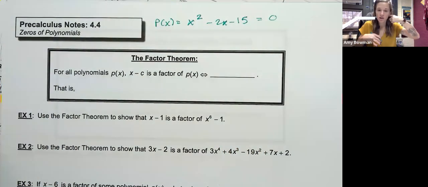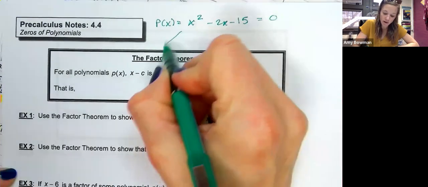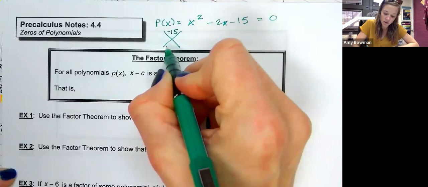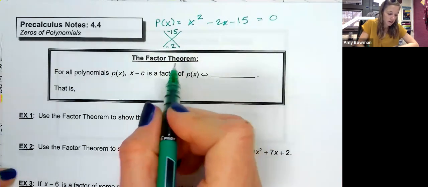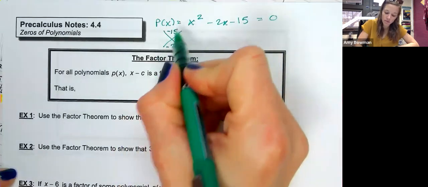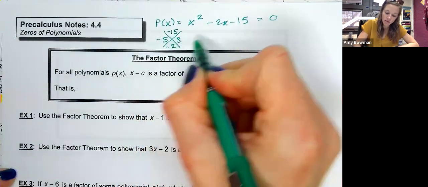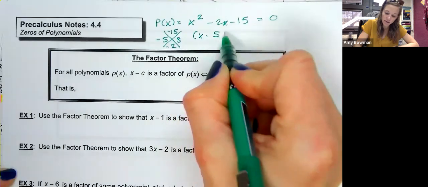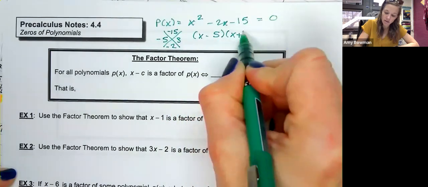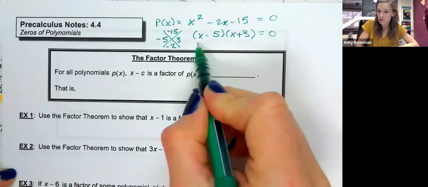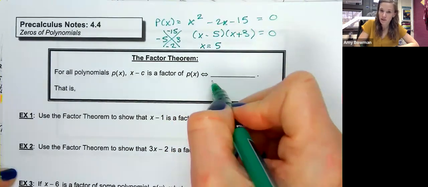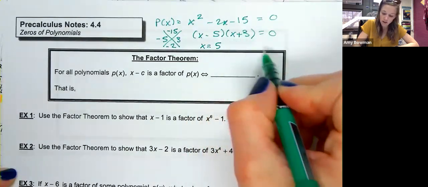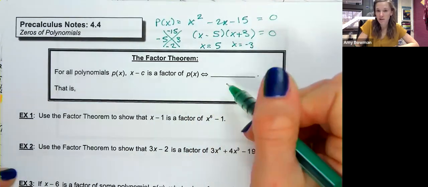So zeros are directly related to factors of a polynomial. If we factored this, we would get something that multiplies to negative 15 and adds to negative 2. So that's going to be negative 5 and 3. So we can factor this. So I have my factors, and if x minus 5 is a factor, then positive 5 is a 0. If x plus 3 is a factor, then negative 3 is a 0.